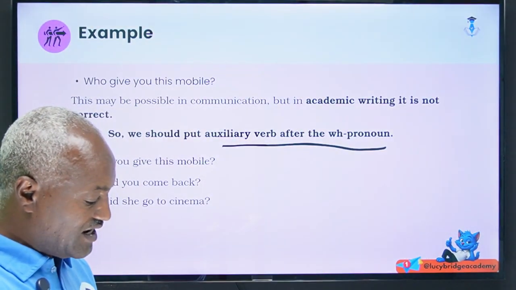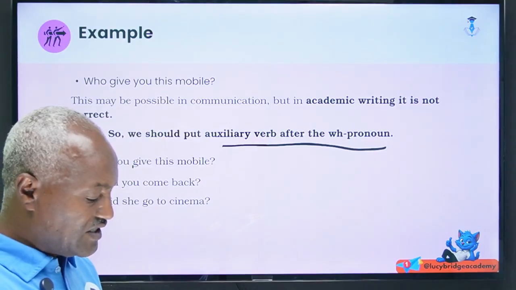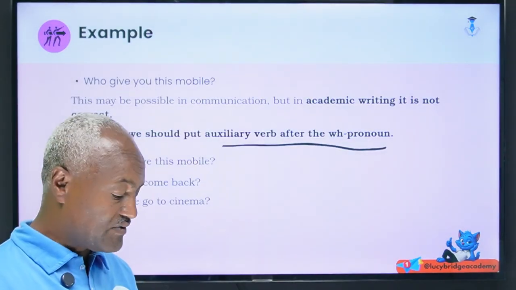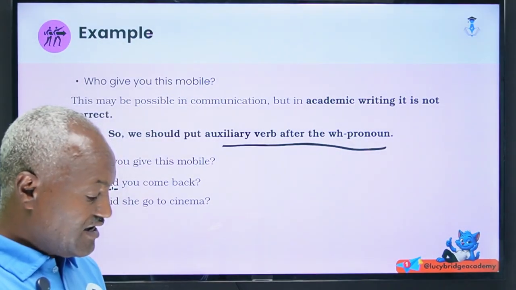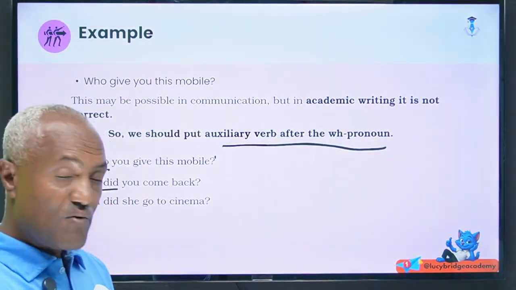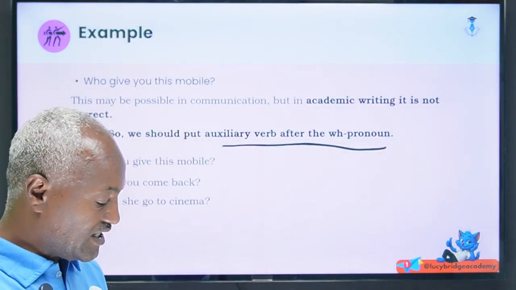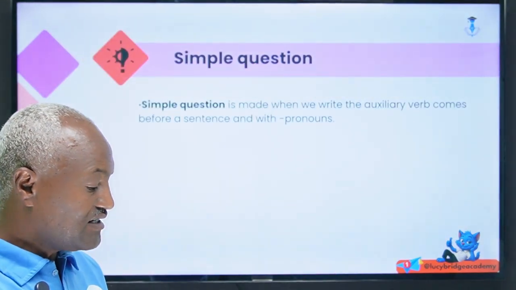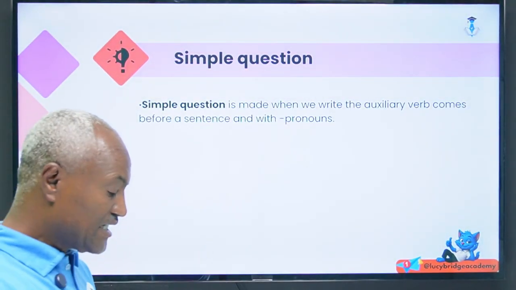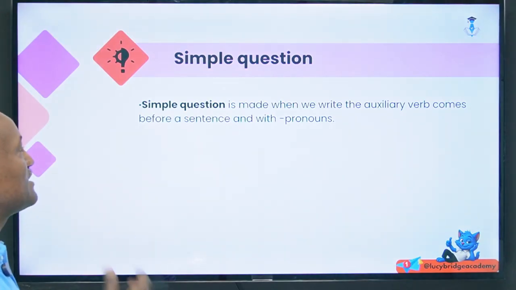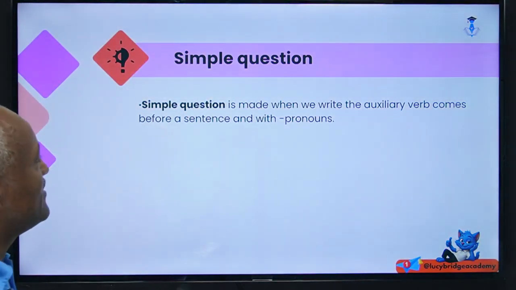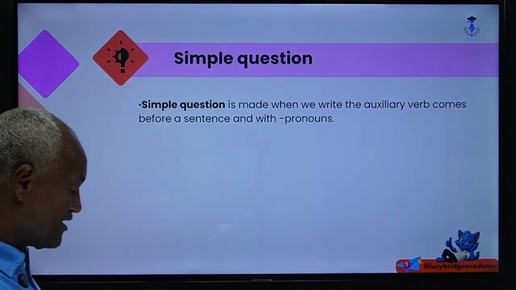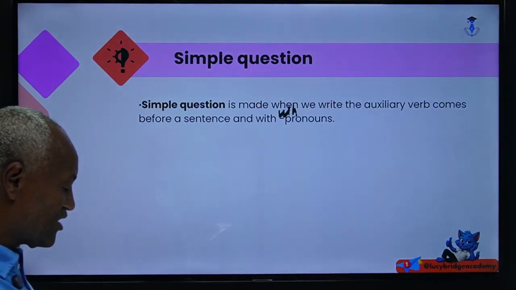So that's why we say here, who did you give? Do you see, did is an auxiliary verb, and it comes immediately after WH. If we say, who you give this mobile, academically that is wrong. Yes, when did she go to the cinema? We say it like this. This is about simple questions. Therefore, a simple question in general is made when the auxiliary verb comes before the sentence, and it begins with a WH pronoun. Here WH is left.